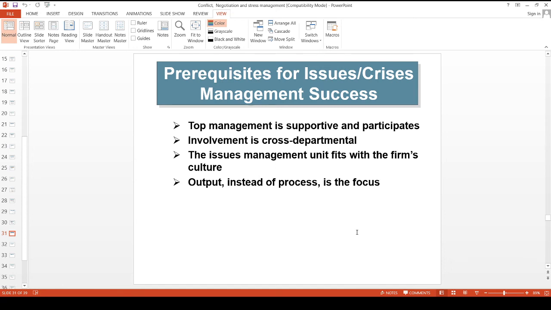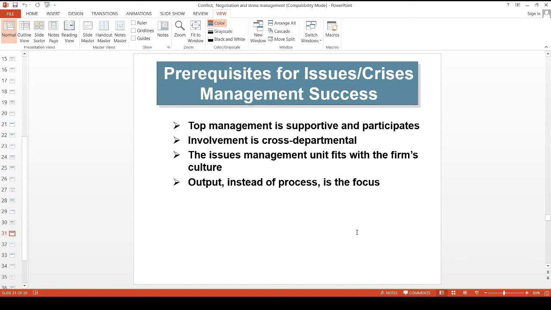Involvement is cross departmental. So any issue should not be retained within a particular department. Cross departmental orientation should be introduced. The different departments and functions should mutually discuss things with each other in order to have a better solution for the overall organization.